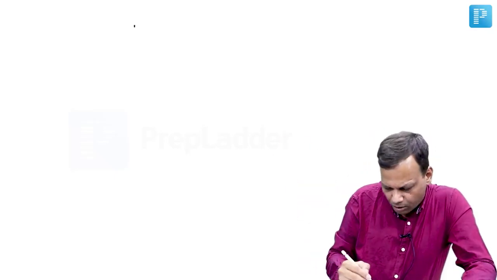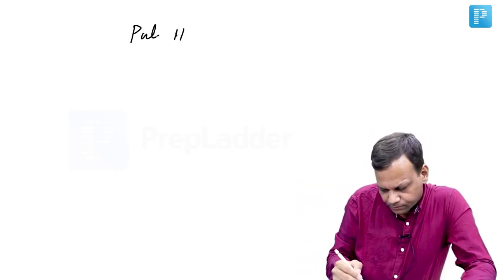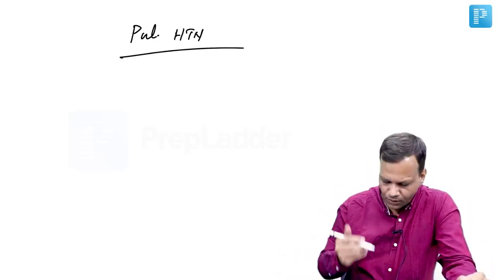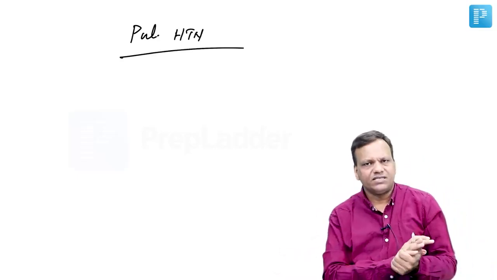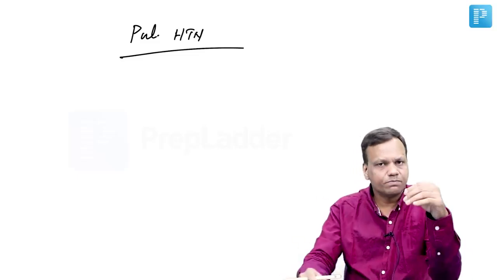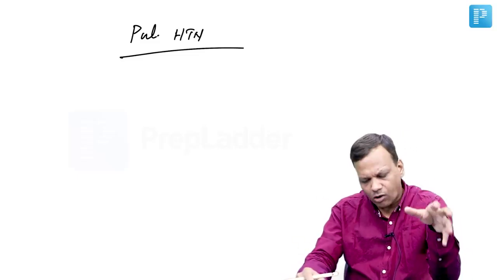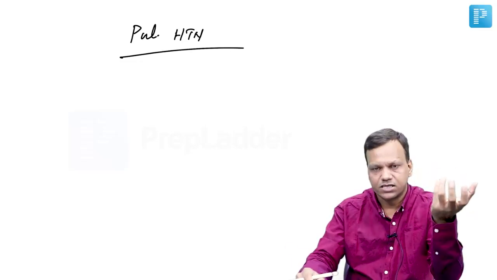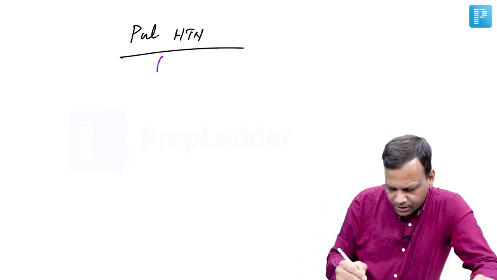Then moving to the next topic in the cardiovascular system, which is pulmonary hypertension. It is different from systemic hypertension. Most of the drugs used in systemic hypertension cannot decrease the pressure in the pulmonary vessels. So here we need to use specific drugs.